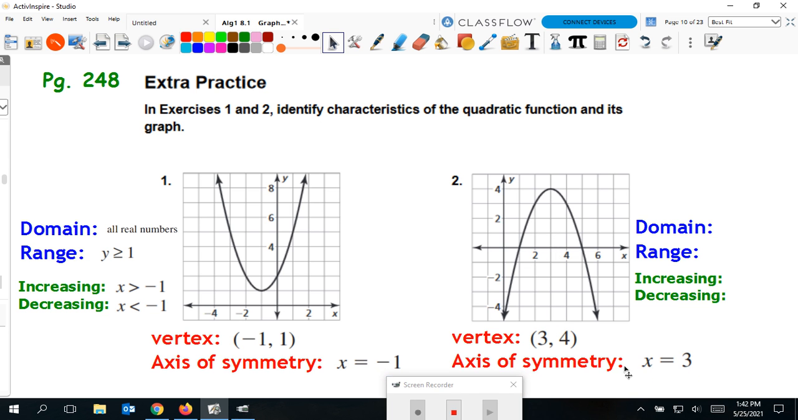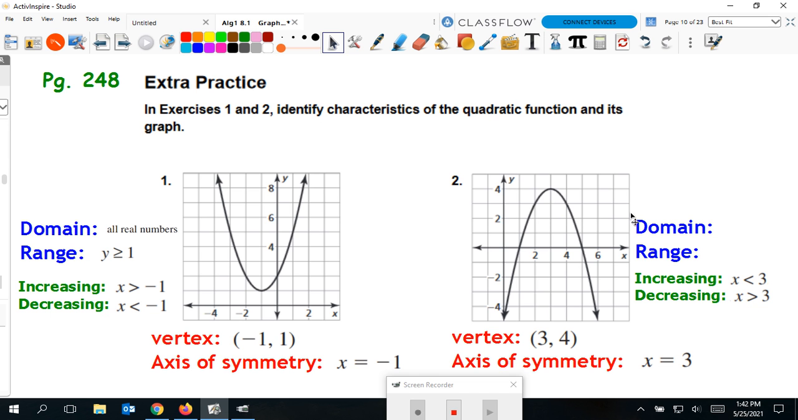And the increasing and decreasing, again going from left to right, we're starting on the left and we're actually increasing first. So we're increasing on this side, when x is less than 3, and then once we pass 3, and x is greater than 3, going this way, we are decreasing, we're going down.